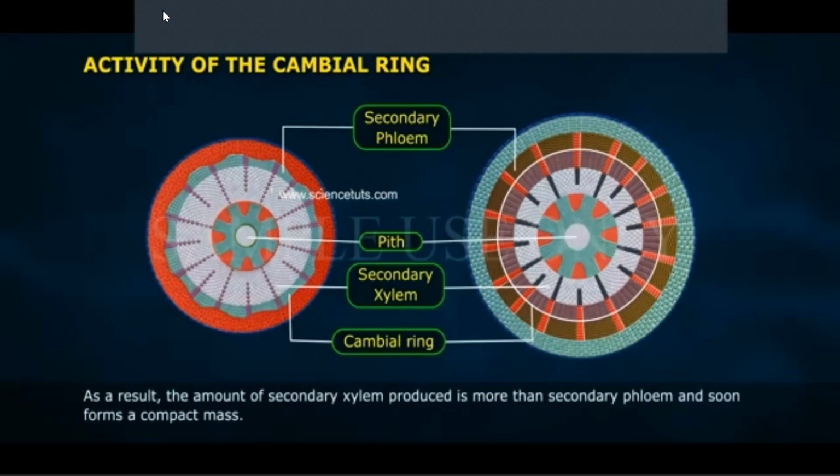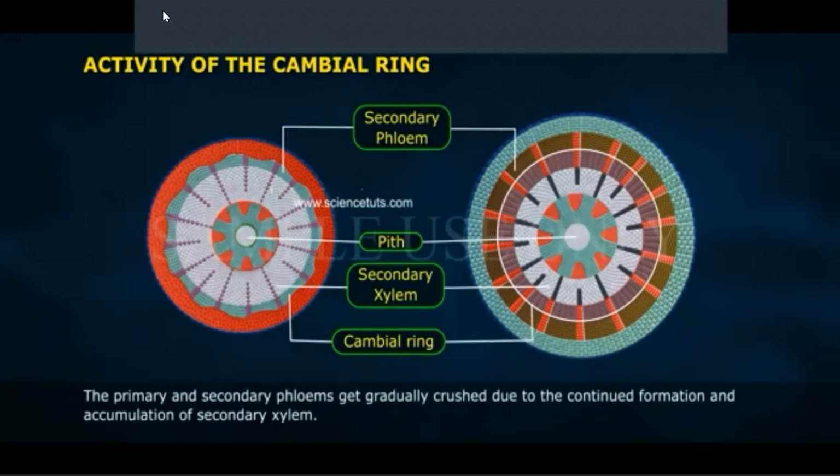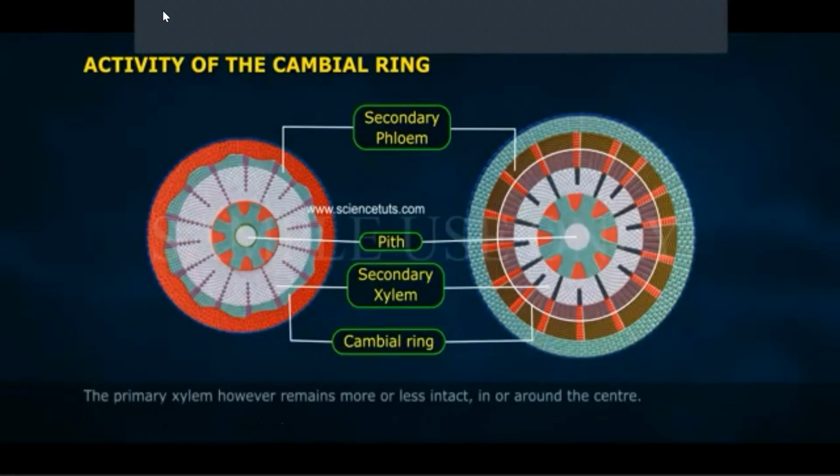As a result, the amount of secondary xylem produced is more than secondary phloem and soon forms a compact mass. The primary and secondary phloems get gradually crushed due to the continued formation and accumulation of secondary xylem. The primary xylem, however, remains more or less intact in or around the center.